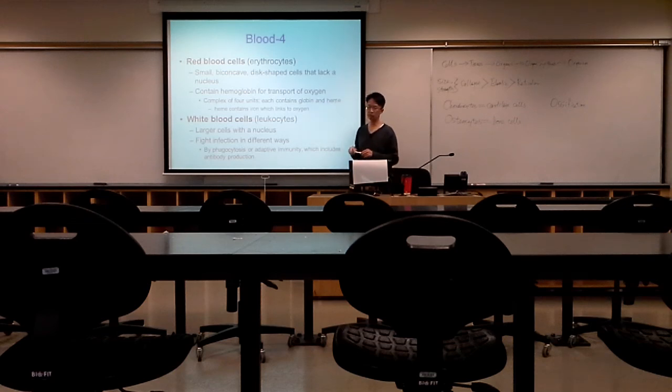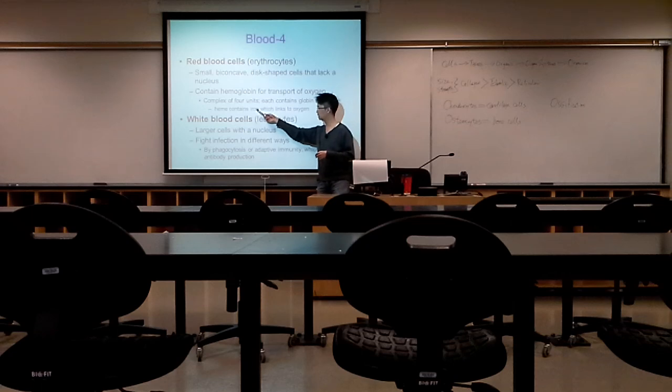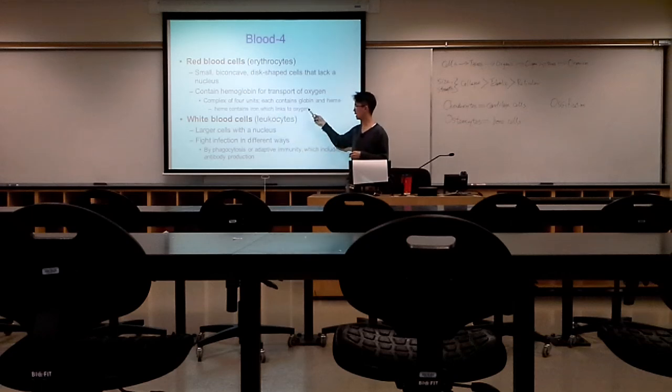But how come they don't have a nucleus? Because they want to maximize the capacity of carrying oxygen or carbon dioxide inside the red blood cell. So they have hemoglobin instead. They have a lot of hemoglobin in the red blood cell to carry a lot of oxygen and carbon dioxide. Each hemoglobin has 4 units, and each unit contains a globin and a heme group. We call it heme group because it contains an iron ion that can carry oxygen.